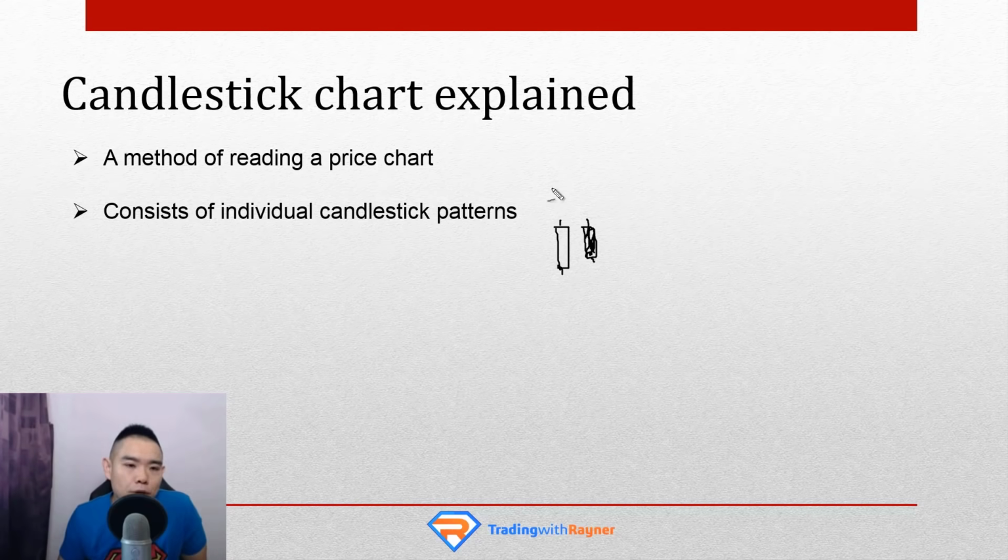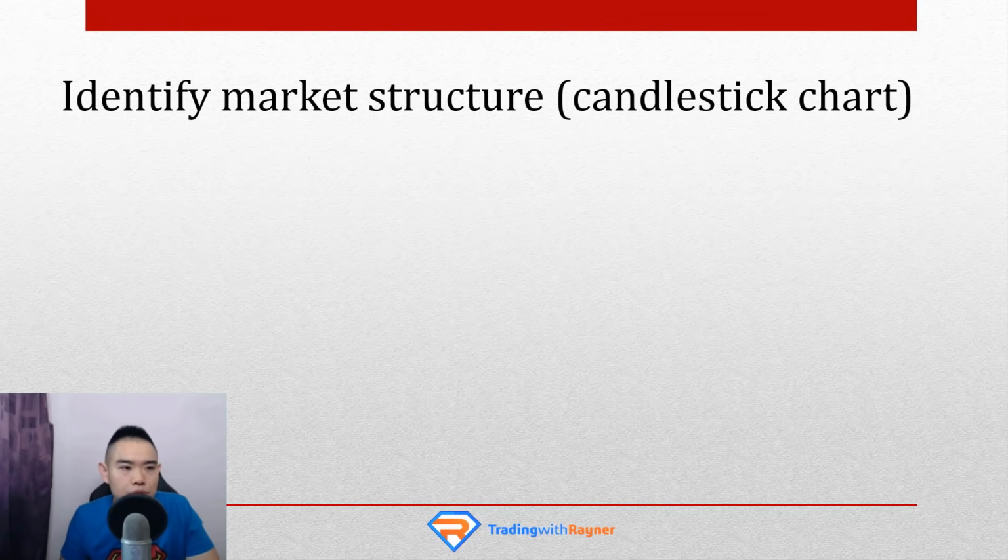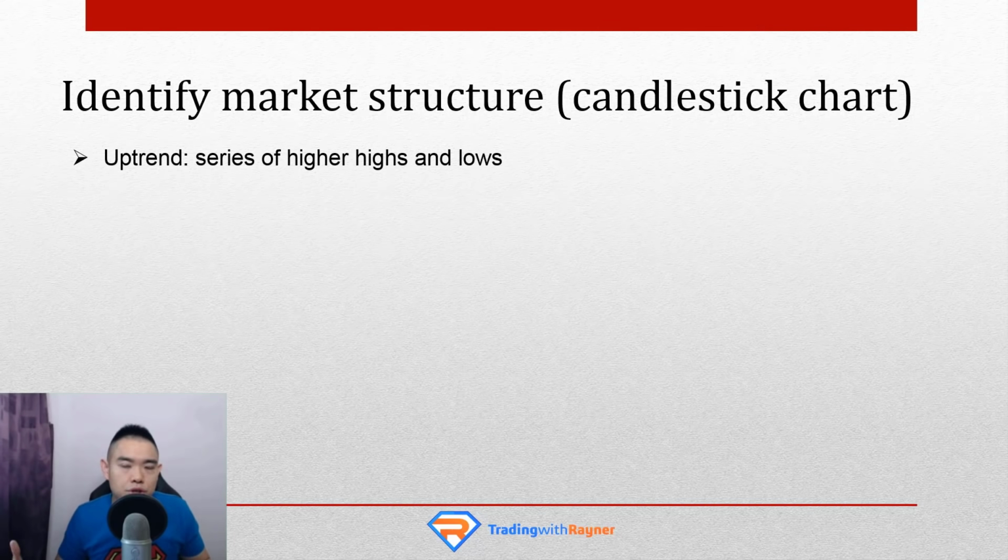We will talk more about candlestick patterns later on, but for now, this is the macro, the big picture. I want to share with you how you actually use a candlestick chart to identify the market structure. So first things first: identifying market structure using candlestick chart. There are three types of market structure you want to pay attention to. Number one is an uptrend. This consists of a series of higher highs and higher lows.